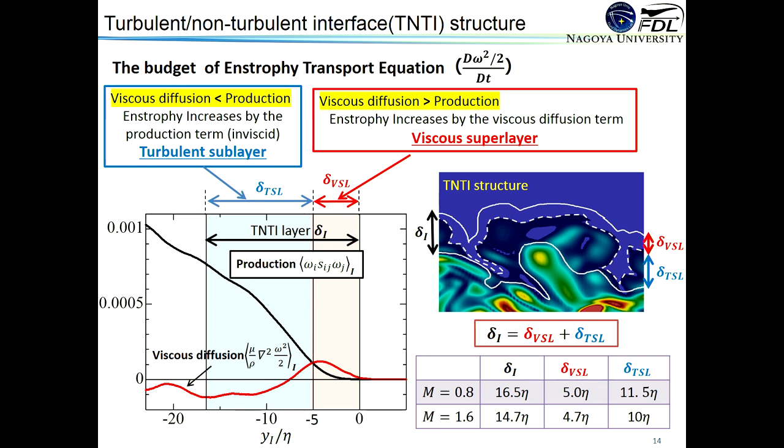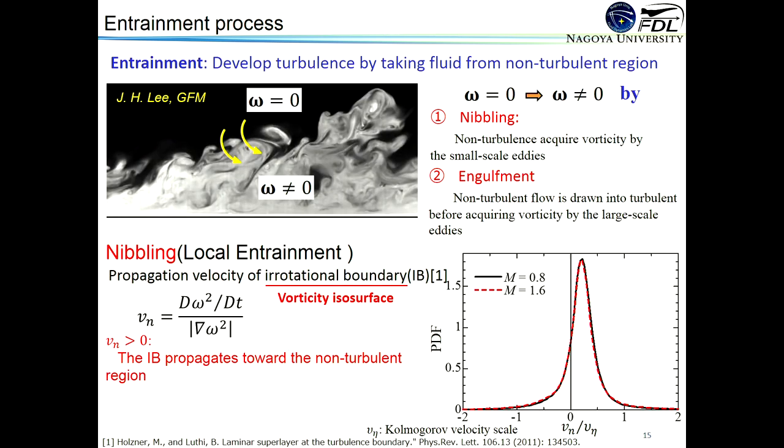The viscous superlayer is around eta, and the turbulent sublayer is about 10 eta. So, I will talk about the entrainment here.